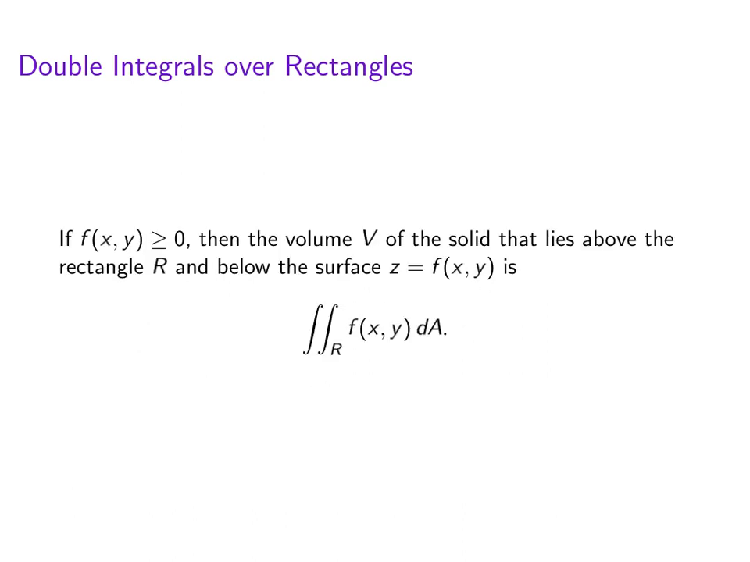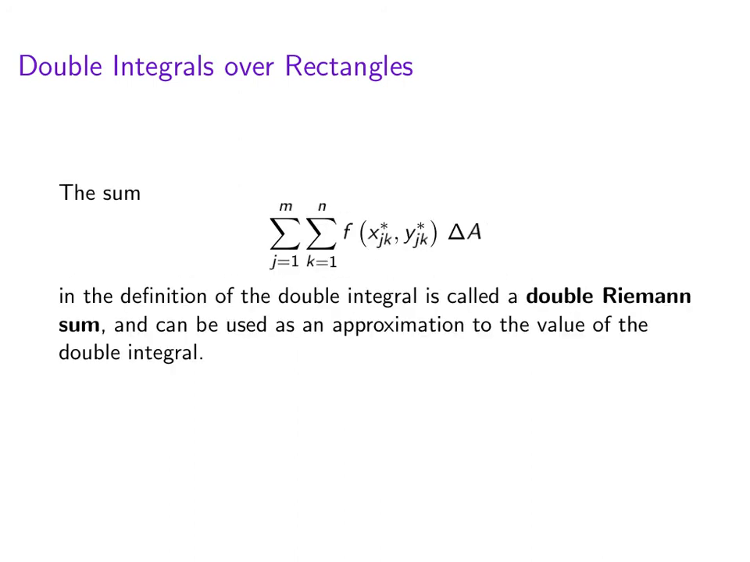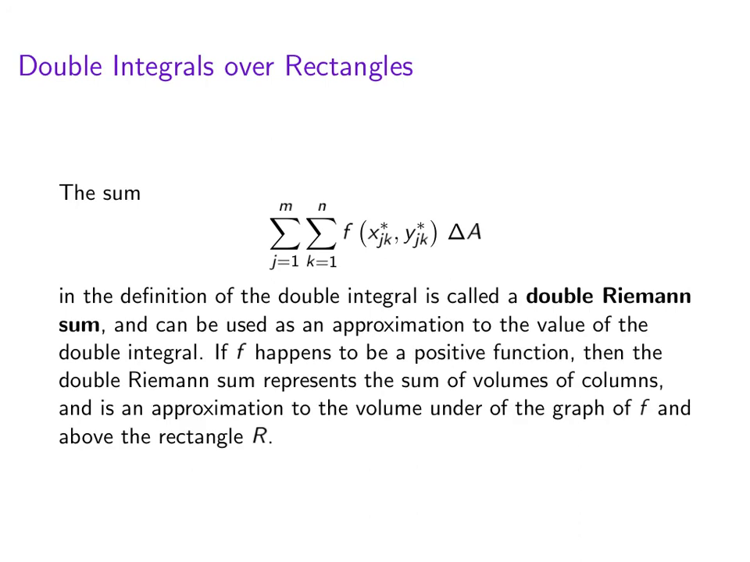So if f of x,y is bigger than or equal to 0, then the volume of the solid that lies above the rectangle and below the surface is this double integral. And the sum without the limit, this sum that's in the definition of the double integral, is called the double Riemann sum, and can be used as an approximation to the value of the double integral. And if f happens to be a positive function, then the double Riemann sum represents the sum of the volumes of columns, and it approximates the volume under the graph of f and above the rectangle.